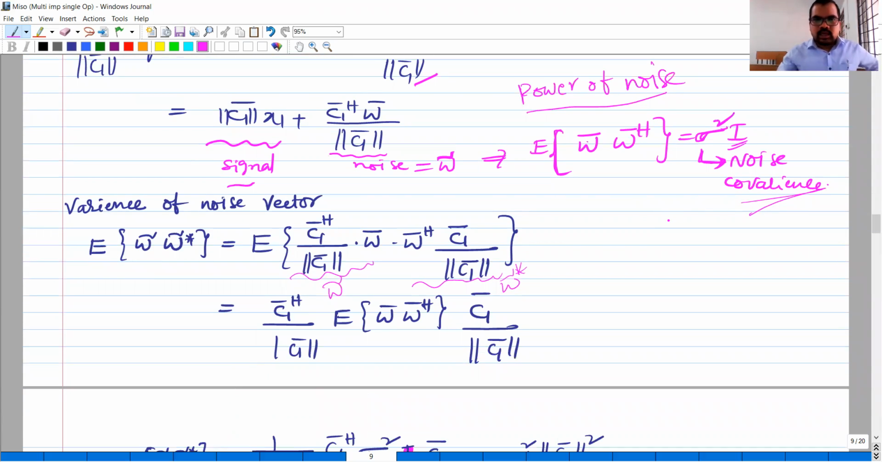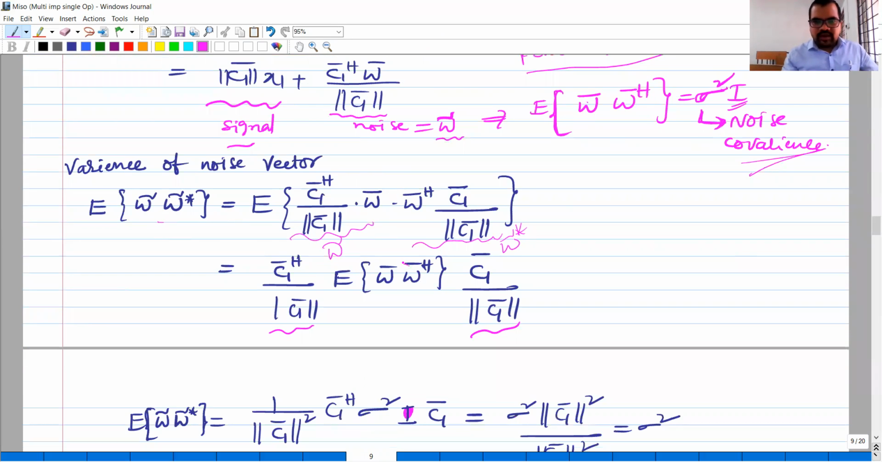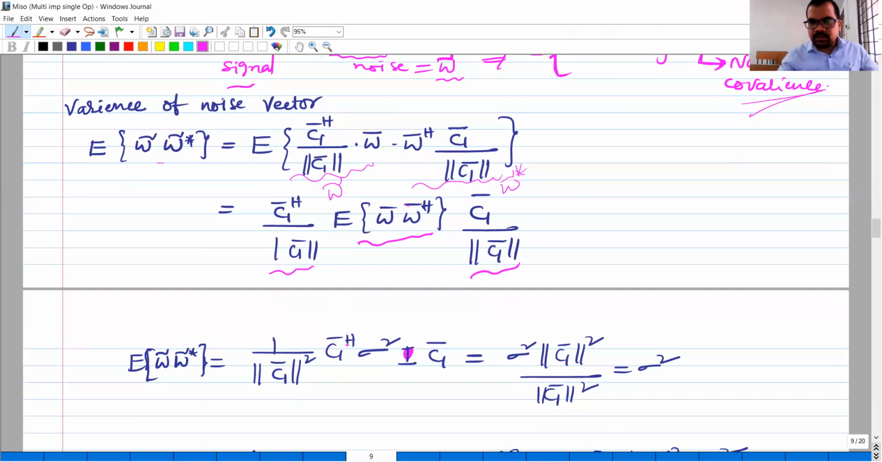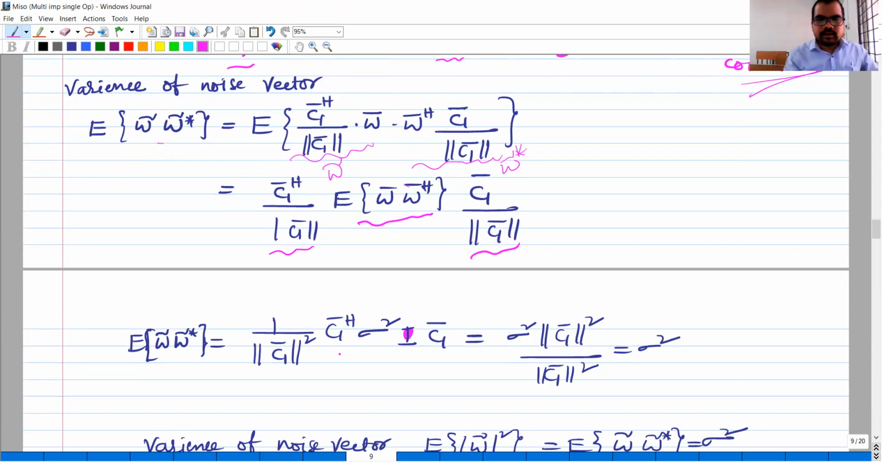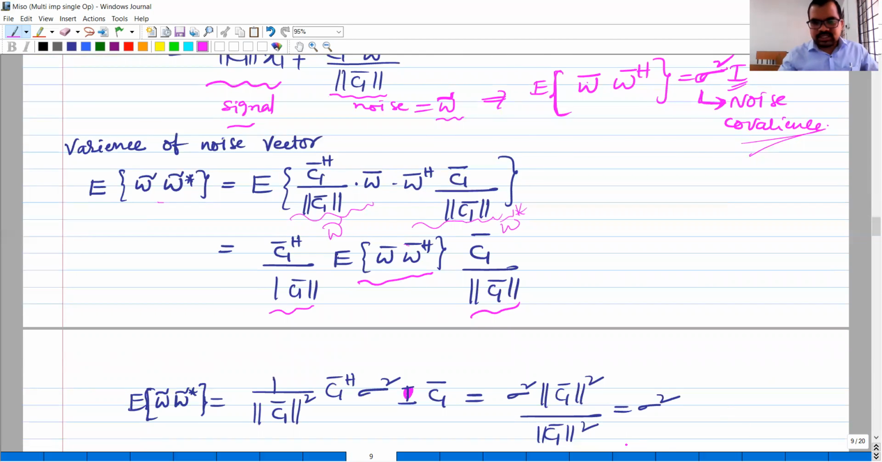And here this entire noise component I call W tilde. The expectation of the variance of the noise vector is W tilde multiplied with W tilde conjugate. Now I want to substitute this W tilde value, and the W tilde conjugate value is here. These values are independent, and the expectation of this is, as we know, sigma square into I, which is also called sigma square.